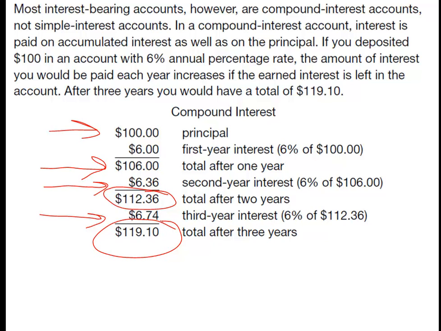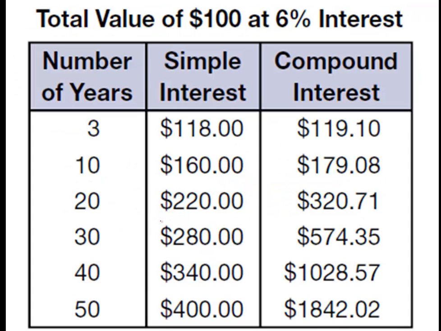So compound interest can be very powerful. That's why, as young people, if you put money in the bank now and leave it alone, it will accumulate to just unbelievable amounts when you get to be my age, for sure. So here's an example of that, showing simple interest and then showing the power of compound interest.